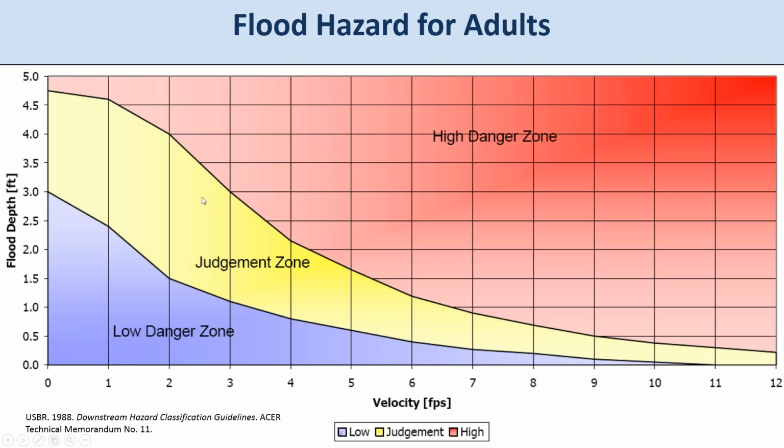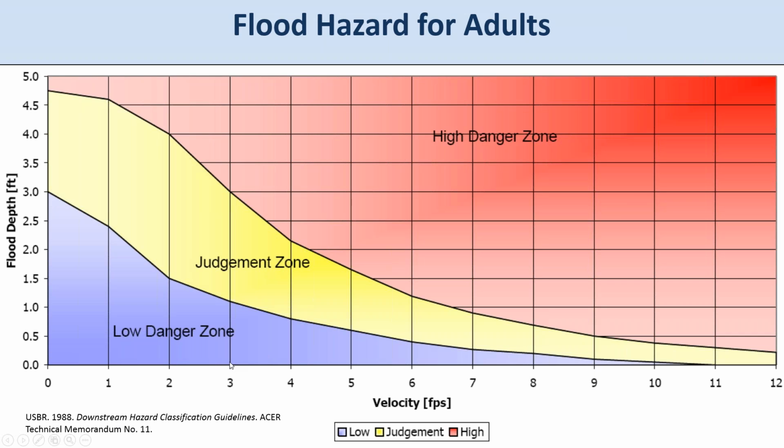So we're using different hazard plots, which are a relationship of the flood depth and velocity. These are all hardwired into the Mapper program. These particular hazard maps were promulgated by the United States Bureau of Reclamation, and they're pretty accurate.